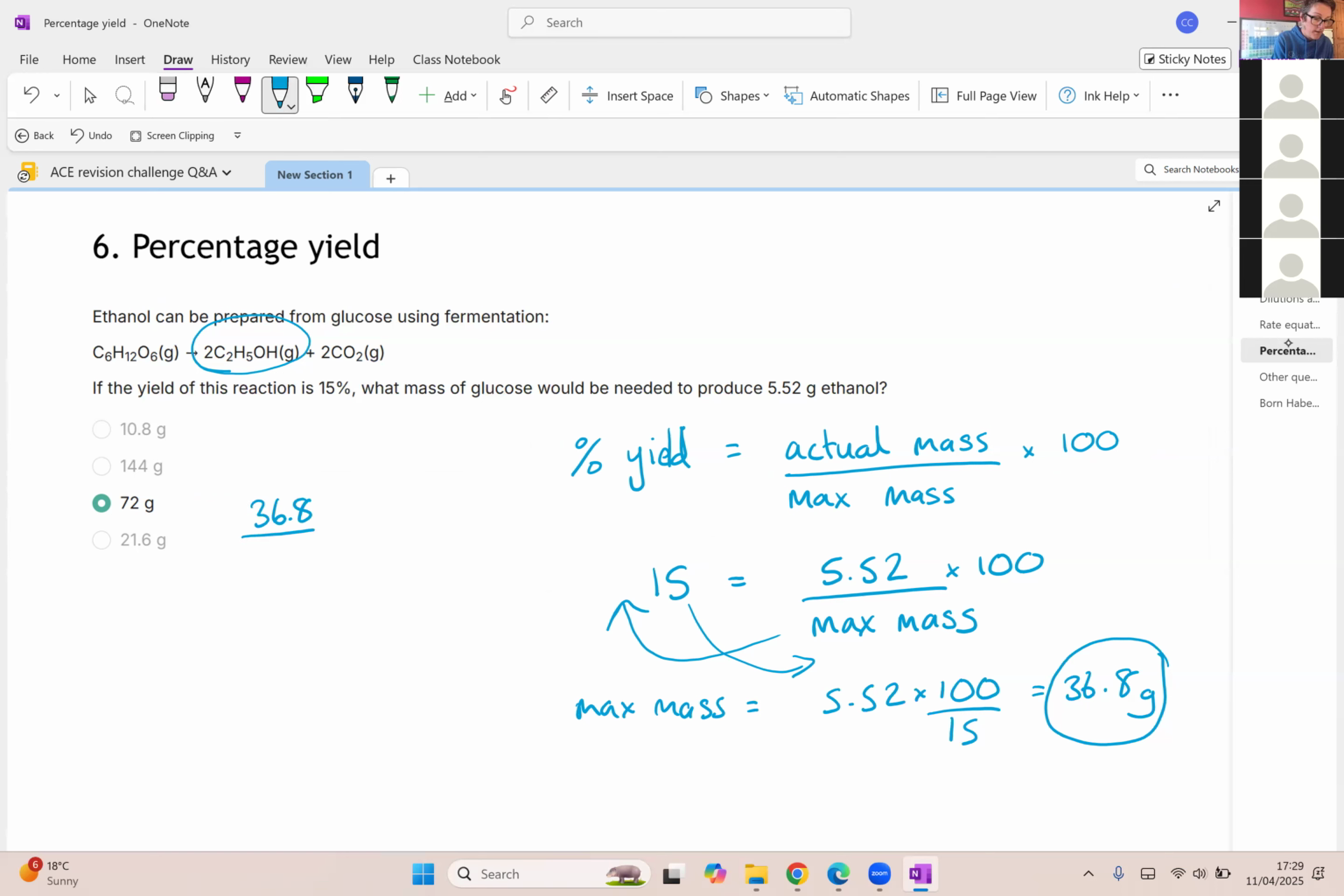36.8. The MR of ethanol is 46. That's 0.8 moles of ethanol. It's a 2-to-1 ratio. 0.4 moles of glucose. And the MR of glucose is 180. And so it is 72. Yeah, I was just checking I ticked the right one. I didn't want people to go back to it and go, that looked like the wrong thing highlighted.